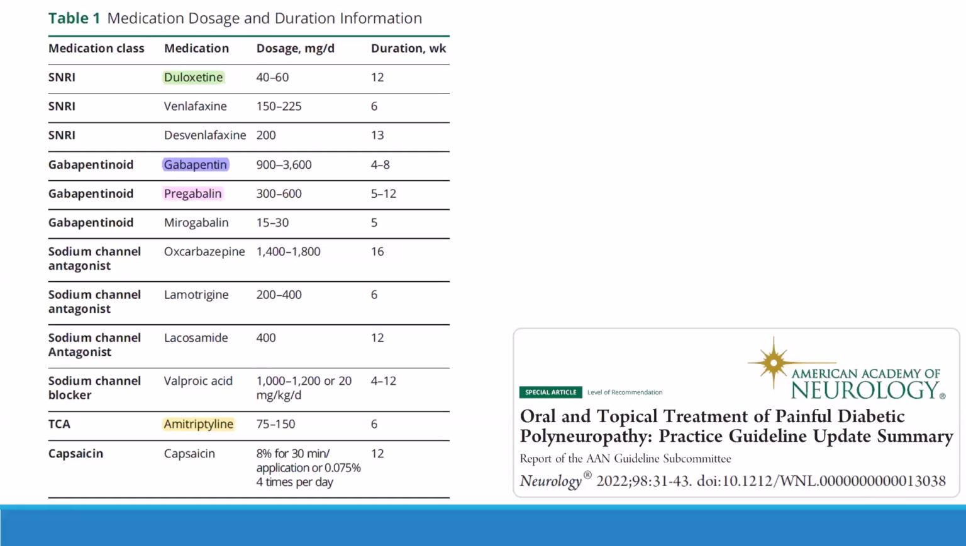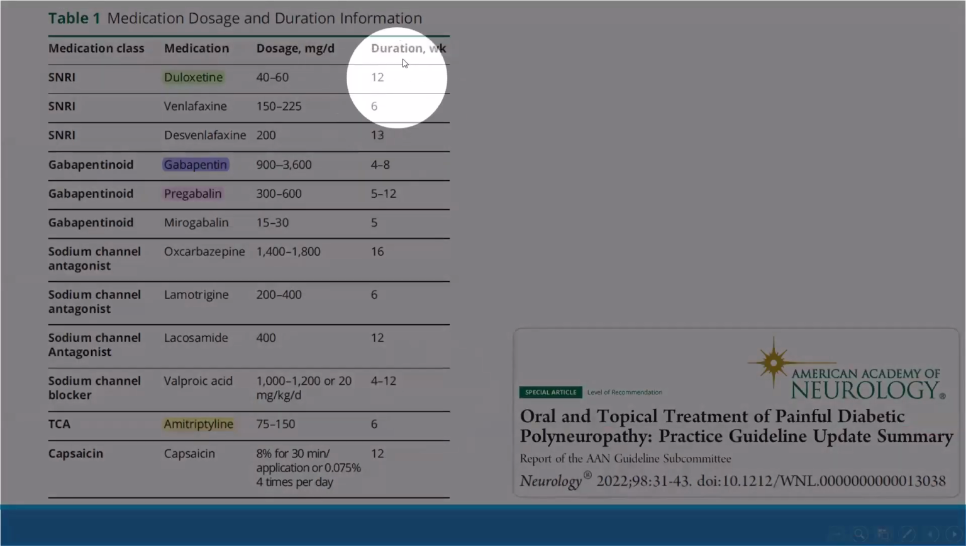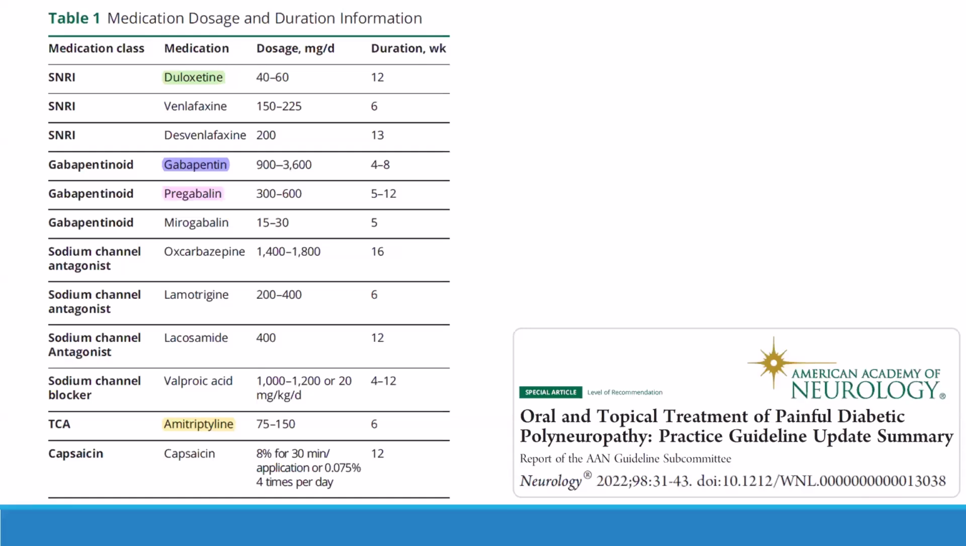And actually, this is from the American Academy of Neurology recommendation, the same dose, but mentioned here a duration by weeks. So duloxetine should be continued for at least 3 months. Gabapentin from 4 to 8 weeks. Pregabalin from 5 to 12 weeks. And amitriptyline for 6 weeks to be effective. So a duration of treatment is important, and a dose to start with, and the recommended effective dose is very important, because actually in our clinical practice we usually use a smaller dose than the recommended dose.